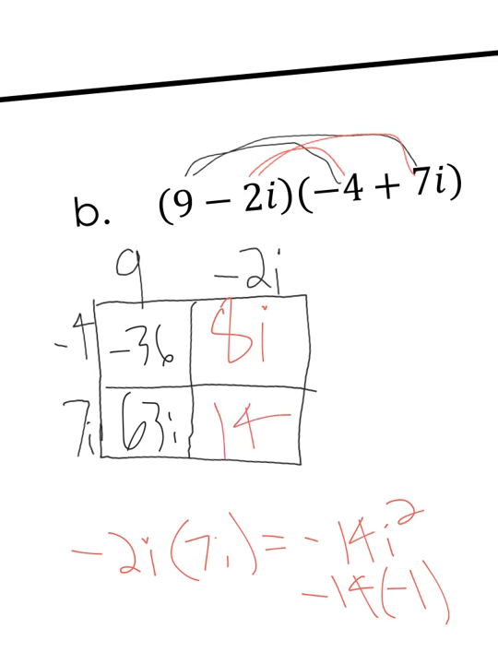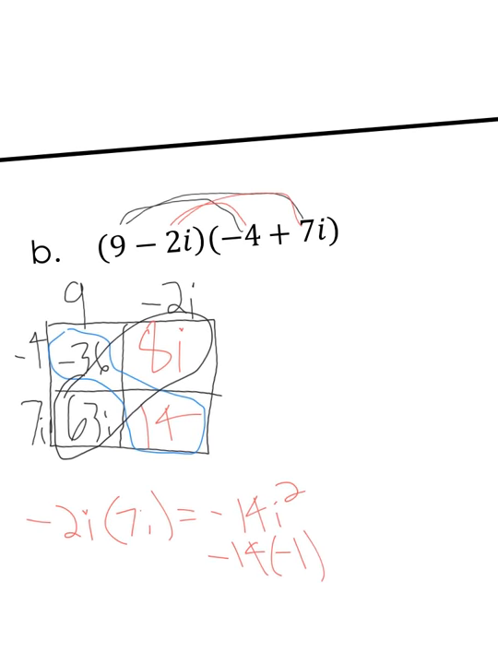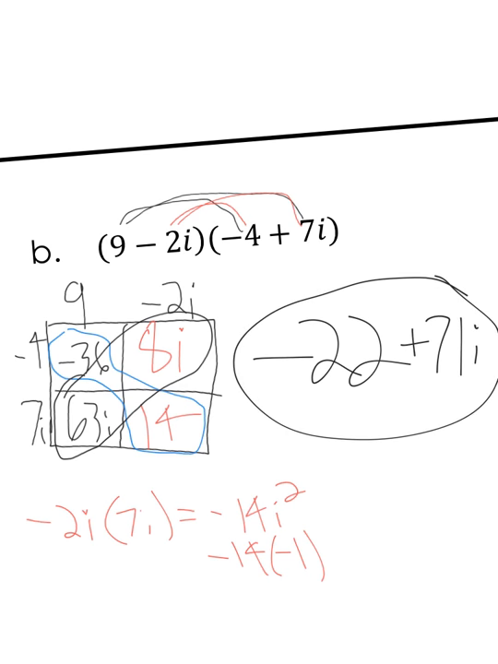So look what we have here. We have like terms here, regular numbers without any i's, and then we have like terms here with numbers with an i. So let's just put it all together. So negative 36 plus 14 would be negative 22. So negative 22. And then 63i positive, plus 8i, 71i. So you're just going to say plus 71i. And that's that.